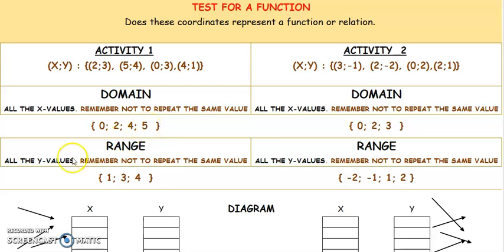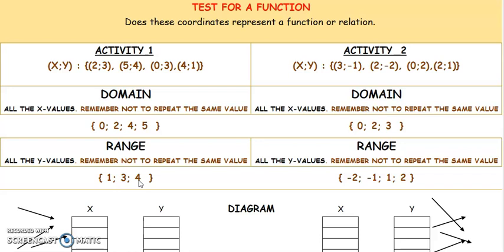I hope that's clear. Let's look at the y values, which is your range. Again, do not repeat the same value. So if I look at my y values, I see there's a 3, a 4, a 3 and a 1. I can clearly see the 3 is being repeated. So if I write my y values down in ascending order, it's going to be 1, 3 and 4. Okay, I hope that's clear.